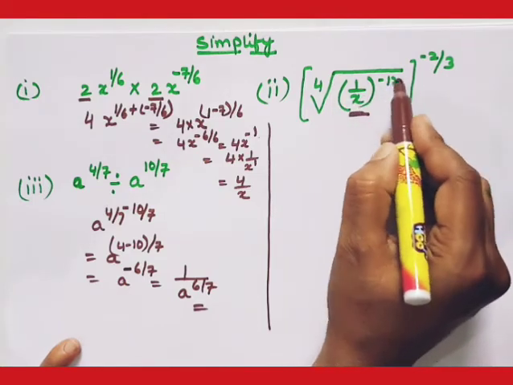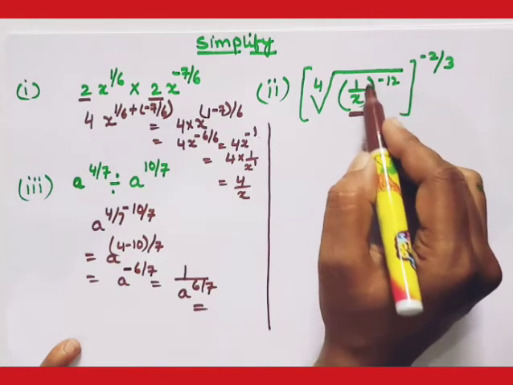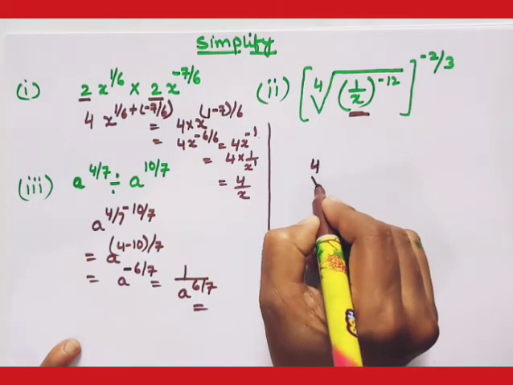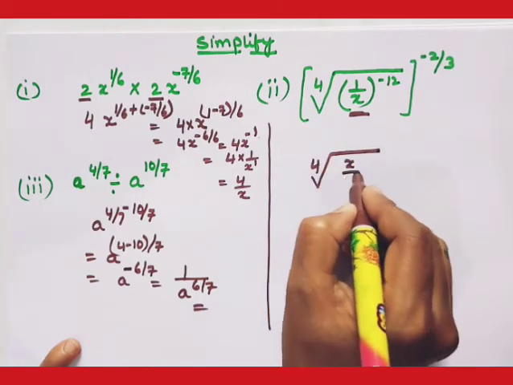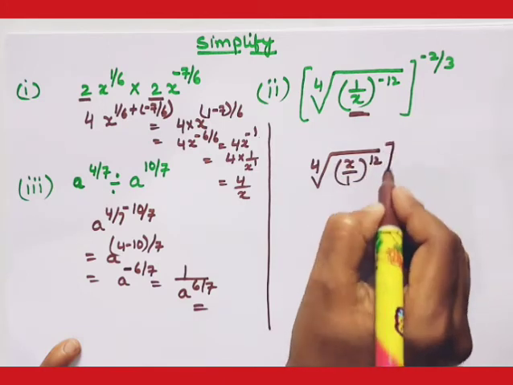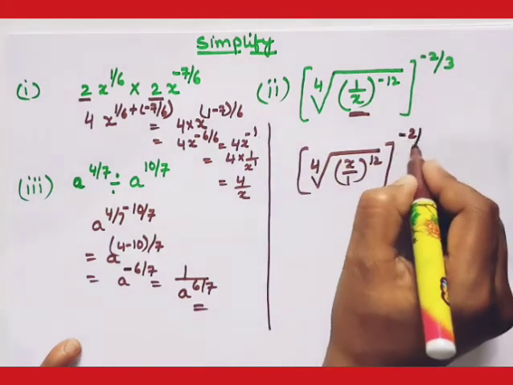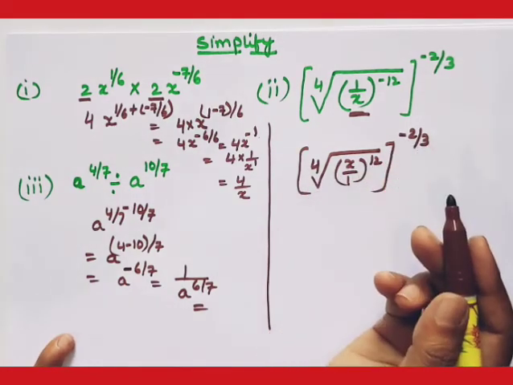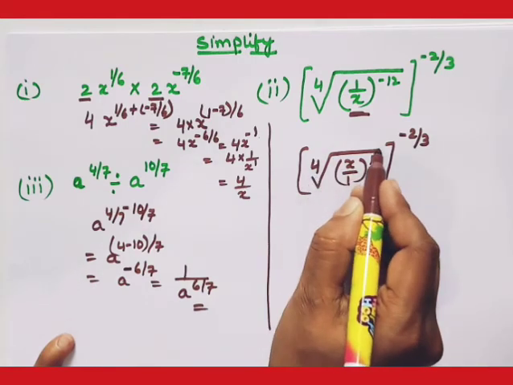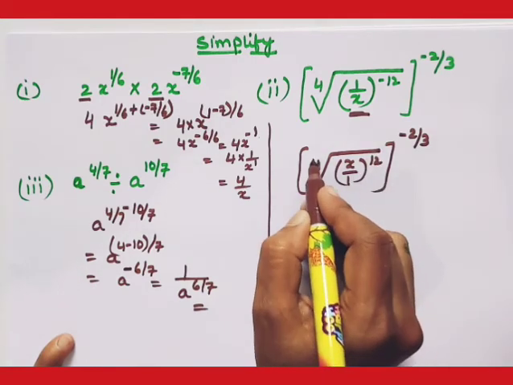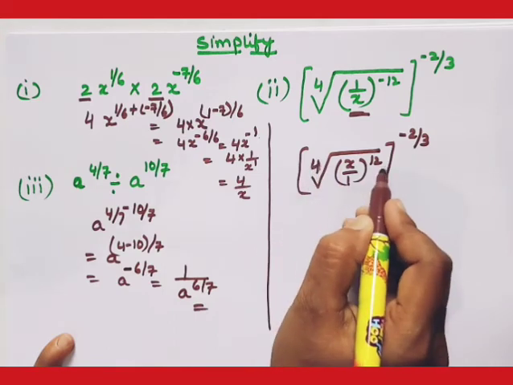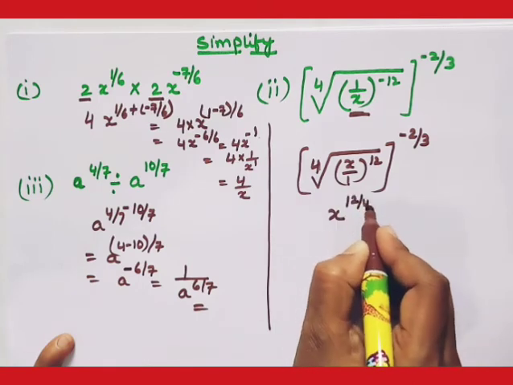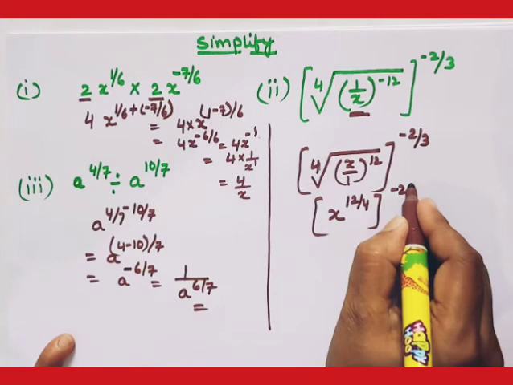1 by x to the power minus 12. If you just change 1 by x to x by 1, this minus 12 will simply change and you will be left with x power 12, and it will become easy for you. Now this will become x by 1 to the power simply 12. Now you are left with this simple expression, 4th root of x to the power 12 whole to the power minus 2 by 3. Now then change this part. So this is the index of your radical. So this will come as the denominator of your exponent. So this will become x to the power 12 by 4 whole to the power minus 2 by 3.